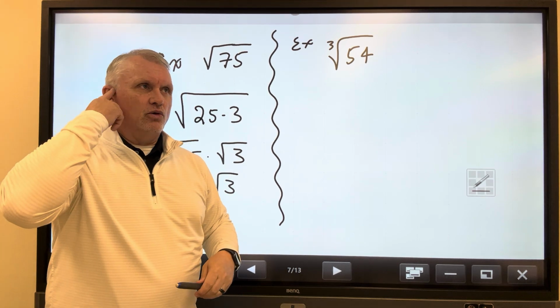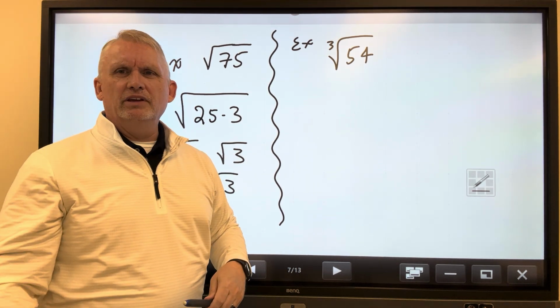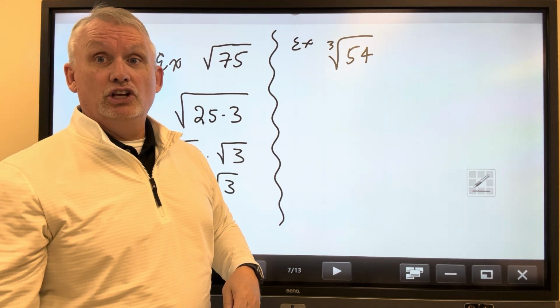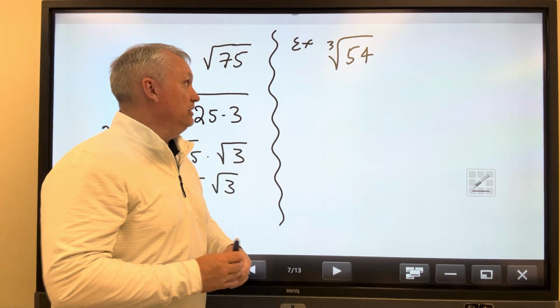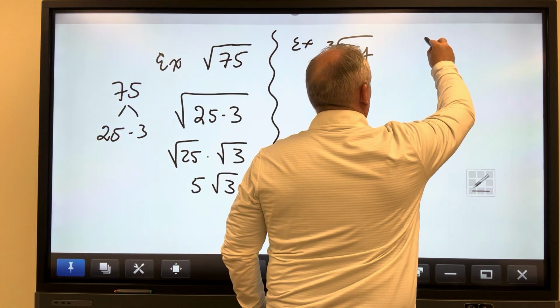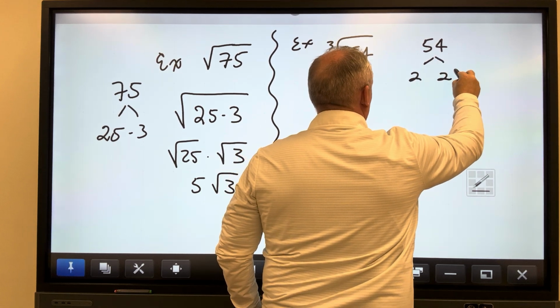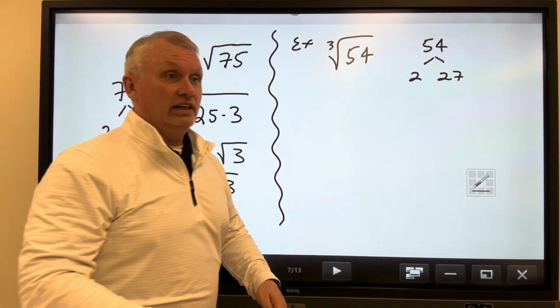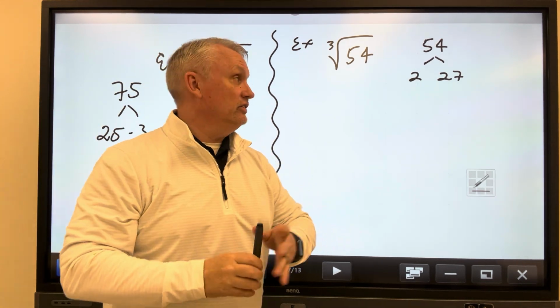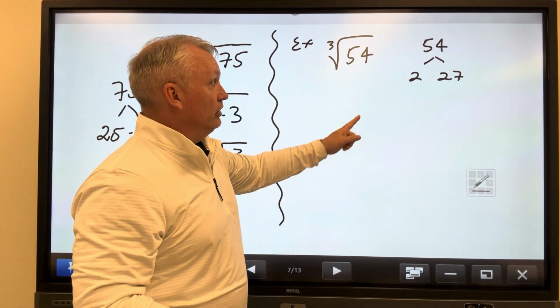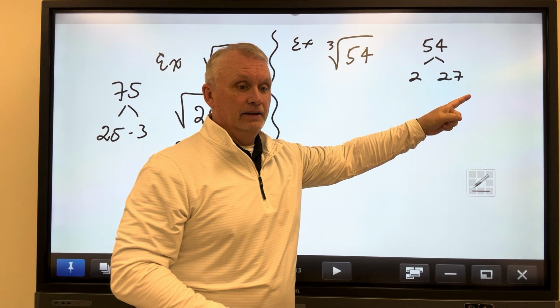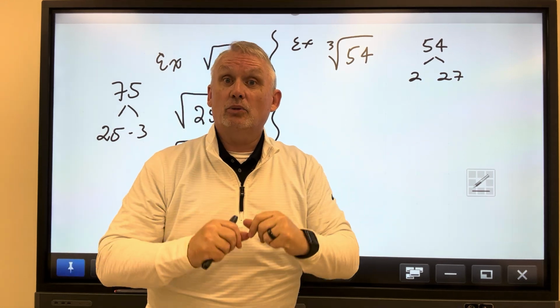When I look at 54, I'm thinking of probably something that is going to be a 2. I'm going to factor tree 54. When I said that, you're looking for a 2 to take out because this is even, so I know I can pull that out. Well, look at this. This is 2 times 27. 27 is a perfect cube.